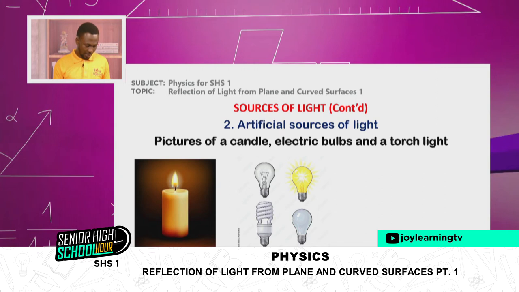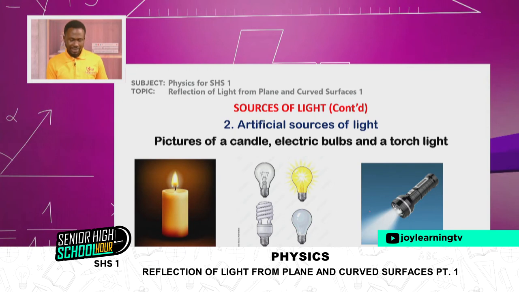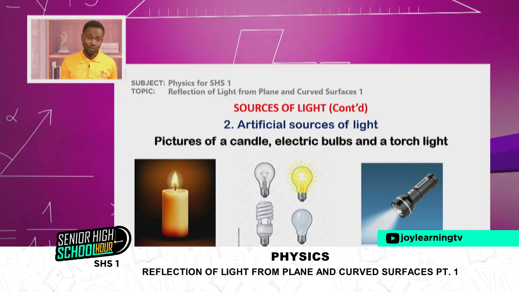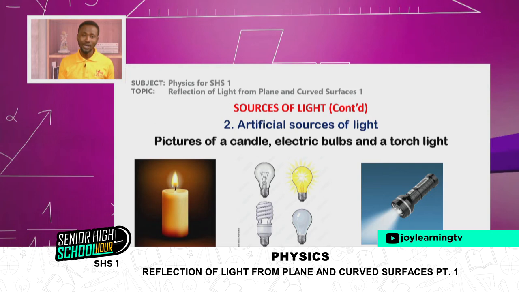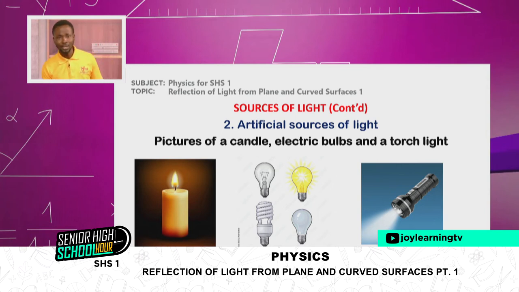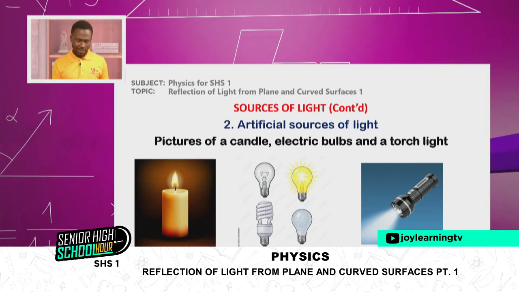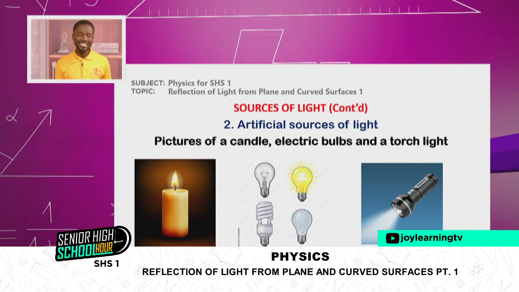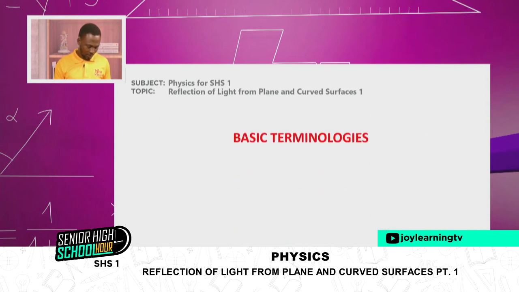Okay, then we can look at a torchlight. And that's a torchlight. And these days we even have rechargeable torchlights. So you don't just have to stick to one that has to use just batteries. And then when the batteries get used up, you throw them away and buy new ones. No, this time you can just get one that you can recharge when the battery runs down. So these are artificial sources of light. And I implore you to try and find out other examples of both artificial and natural sources of light.